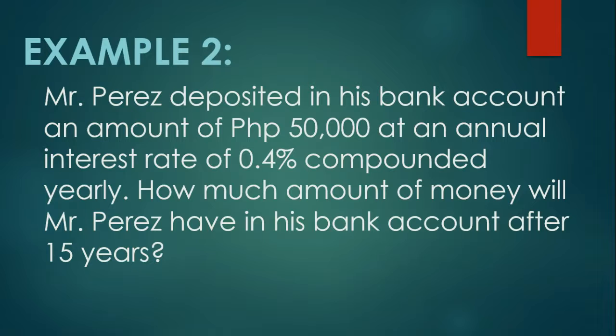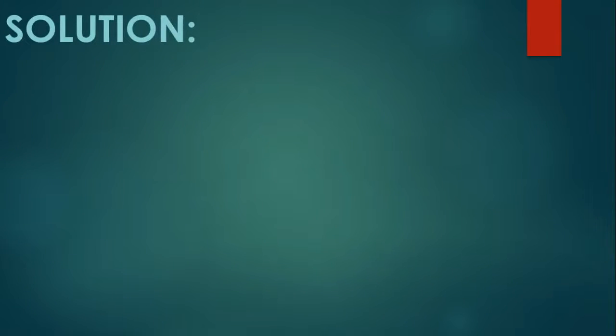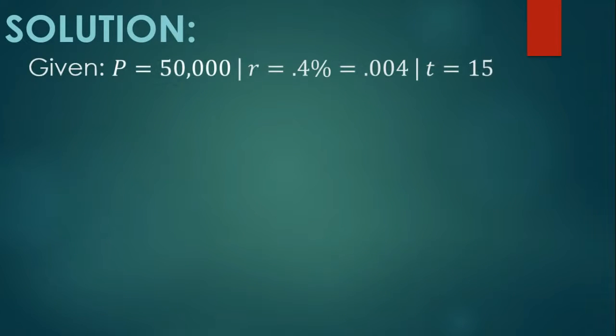So as you can see, we use the formula that we mentioned earlier kasi nakikita natin na compounded yearly. Ibig sabihin, once a year lang yung compounding, yung pagko-compound. Okay? Compounding period, once a year. For our solution, we identify the given. The principal is 50,000. The rate is 0.4%.